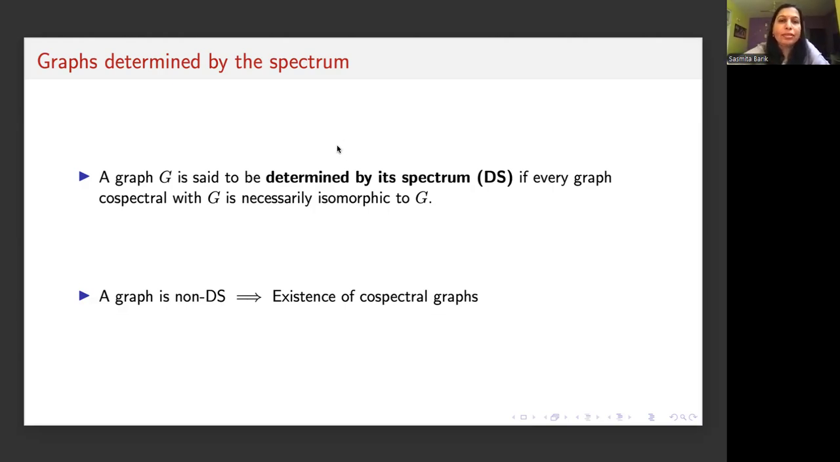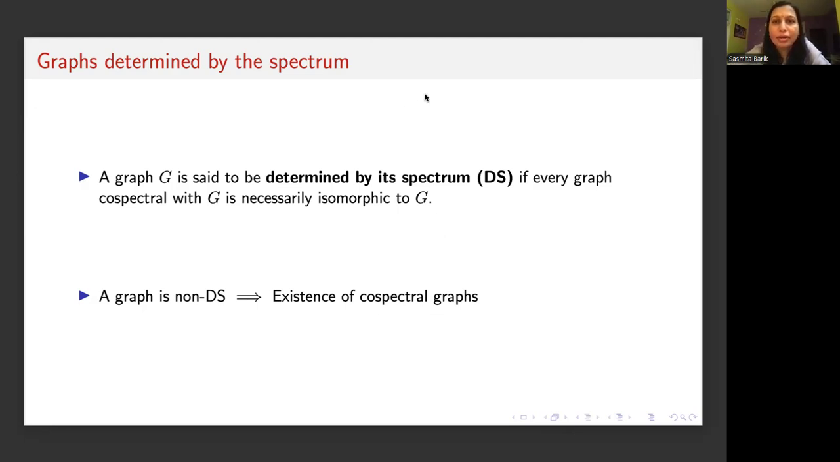So these are the two things. Either a graph is given and it is determined by the spectrum, which means no other graph exists with the same spectrum, or if not, then we have pairs of co-spectral graphs. Co-spectral graphs means there are two graphs which are not isomorphic, but they have the same spectrum. Here we can think about the adjacency spectrum or Laplacian spectrum or any other associated matrix. Corresponding to that, we can also consider the problem of determined by spectrum or co-spectral.